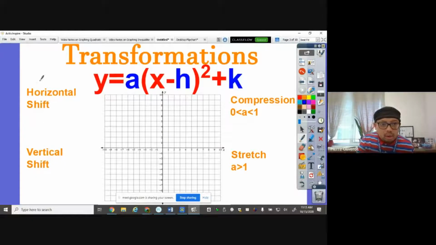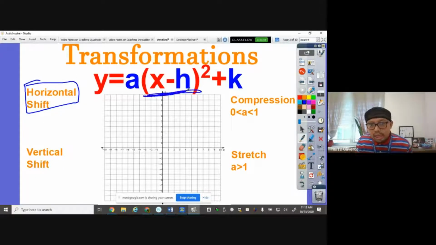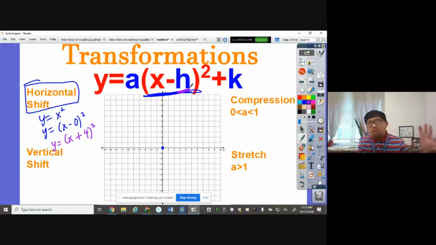What about the horizontal shifting? For horizontal shift, you focus on the x minus h. The parent function is y equals x squared, which is the same thing as y equals x minus 0 squared. That's why it starts at the origin. If you have y equals x plus 4 squared, that means you see a 4 as the h. The vertex here is negative 4, comma 0.